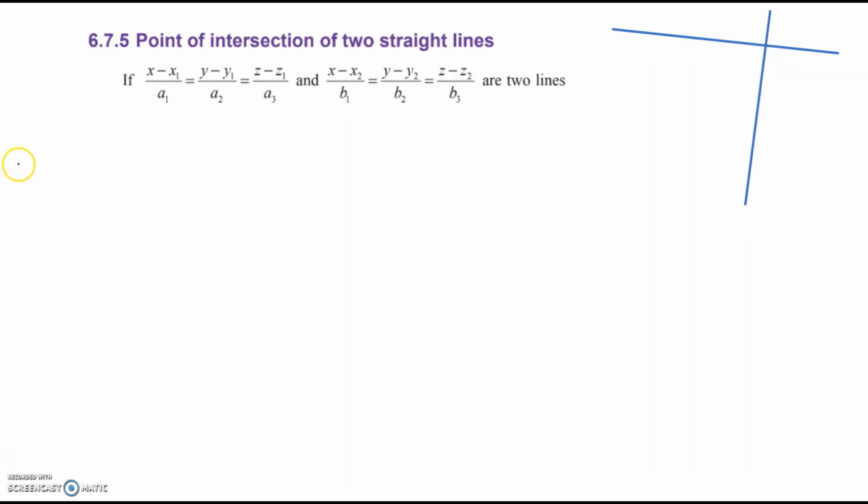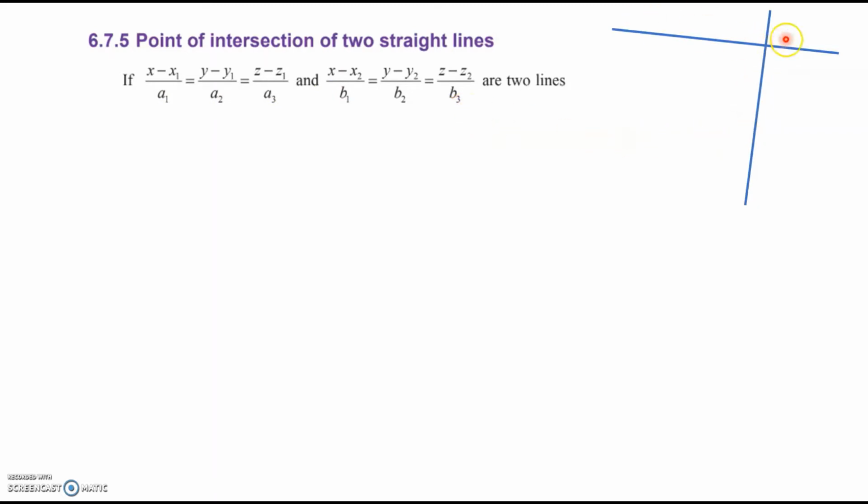Point of intersection of two lines using vector. That's the topic of this video. So let's consider two lines given by the Cartesian equations. Let this be the first line and this be the second line.